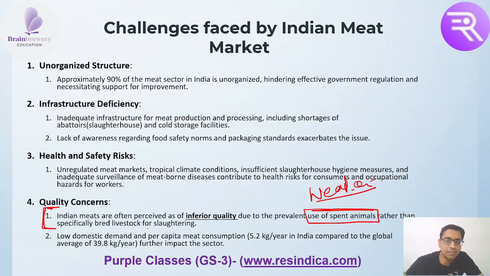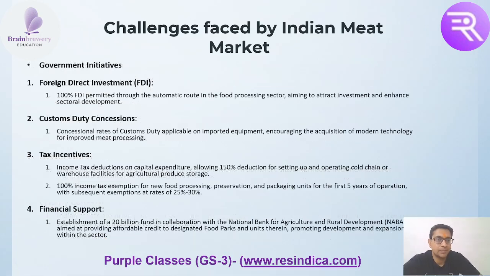Low domestic demand: per capita meat consumption is 5.2 kg per year, as globally it is close to 40 kg per year. In India it is only 5.2 kg per year. So again this is impacting the sector, right? So what government initiative? Obviously government is taking a lot of initiative in this field.